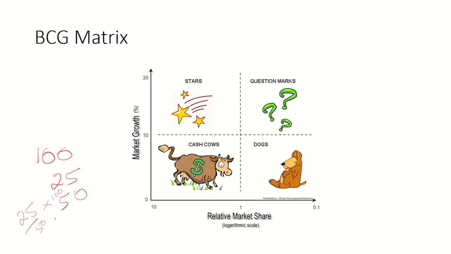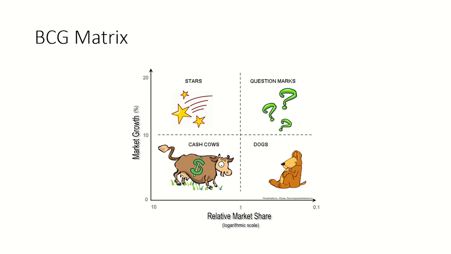It is 25 divided by 50 into 100. So your relative market share is 50%. So this is how the relative market share is calculated. It is your market share divided by the market leader's market share into 100.